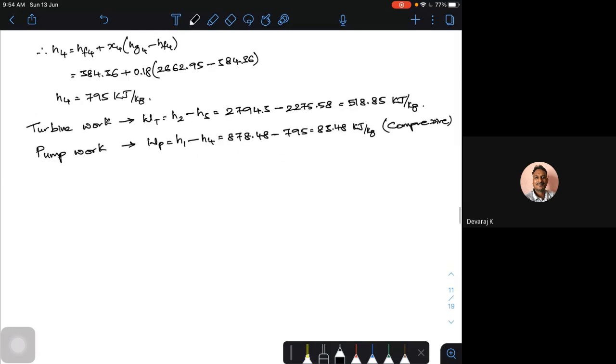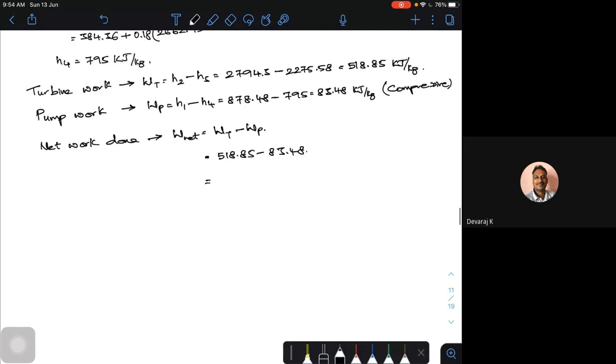Then what is your net work done? Net work done, W net, is equal to W turbine minus W pump, that is 518.85 minus 83.48. So I'm getting roughly 435 point some change.